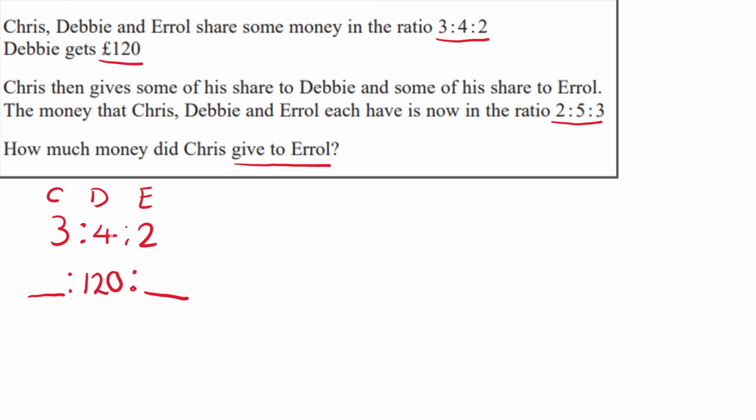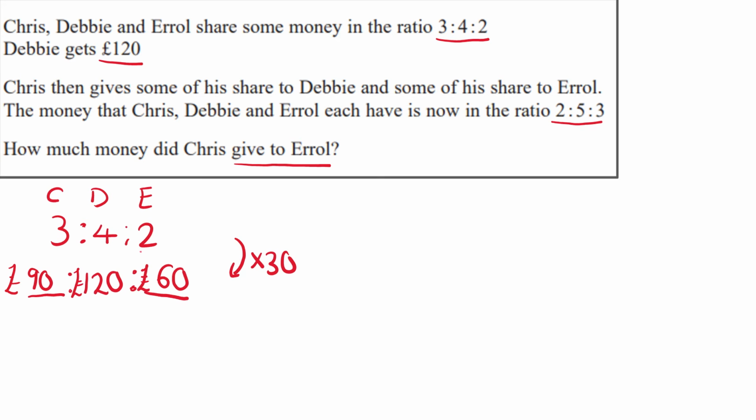To do that, I focus on Debbie. 4 times something equals 120. 4 times 30 equals 120. So I now need to do the same for Chris. So 3 times 30 equals 90, and 2 times 30 equals 60. These numbers here represent how much each person initially has.